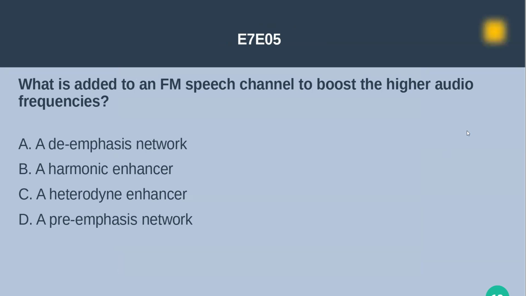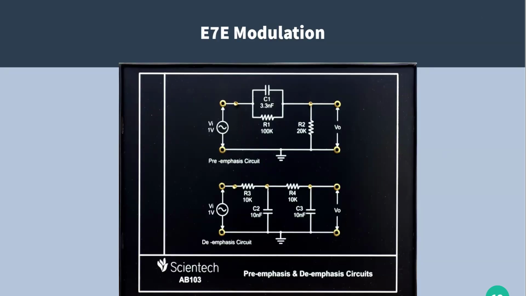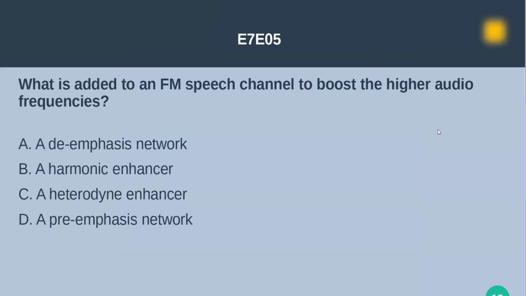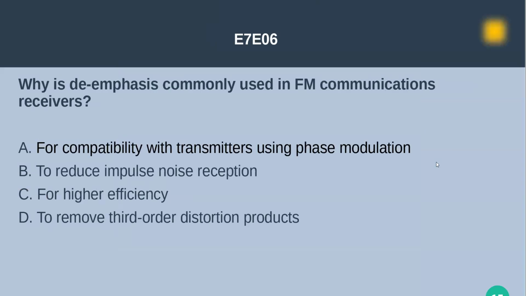So what is added to an FM speech channel to boost the higher audio frequencies? You're guessing? What's going on with this mouse? Why is de-emphasis commonly used in FM communication receivers?